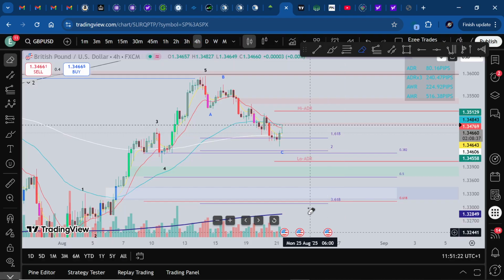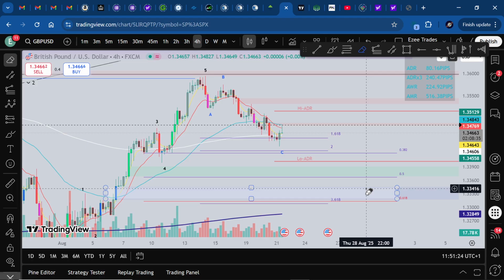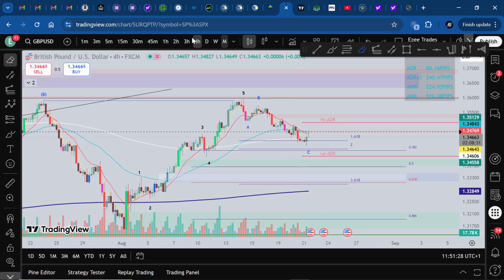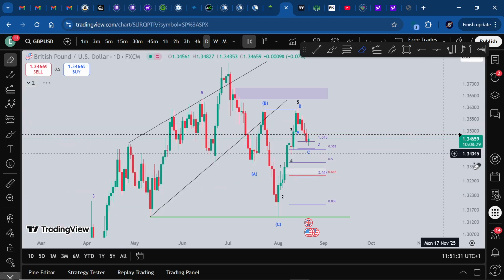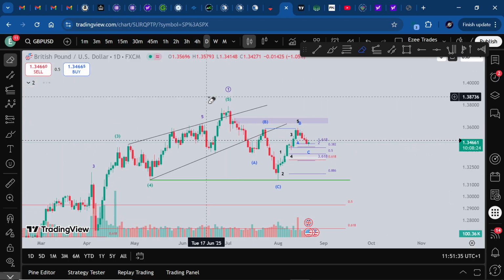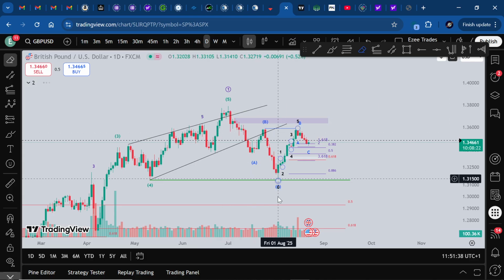Let's get into it. We're at the 4 hour time frame on GBPUSD. If we quickly go to the daily time frame and we see the count, okay, to me, we've got a one wave here. That's what I see. And then we've got this ABC.